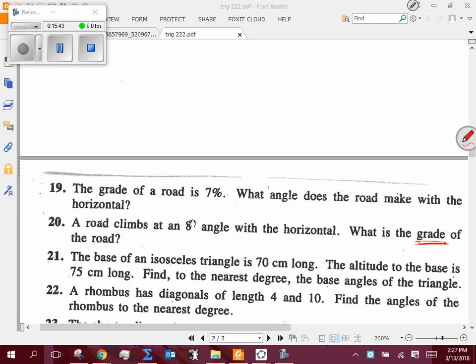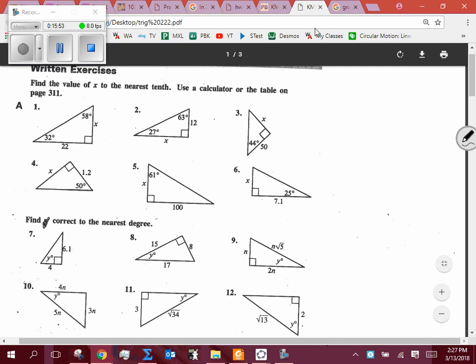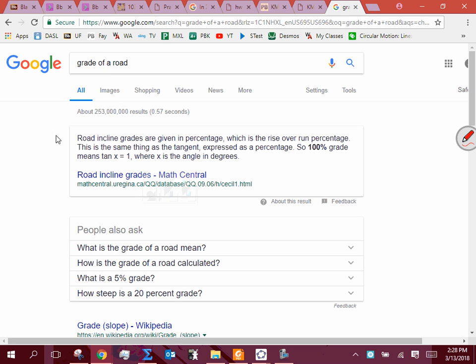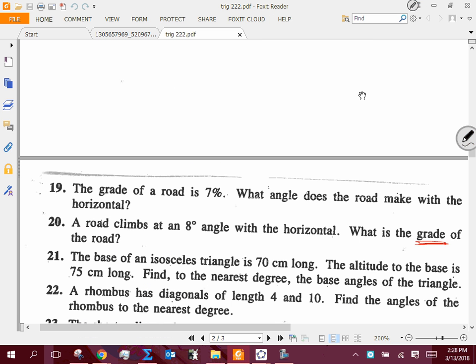What do you always have at your fingertips? You've got Google, right? You have the ability to type in grade of a road. And when I type that in, it says road incline grades are given in percentage, which is the rise over run percentage. What's rise over run? Slope. So when they say the grade of a road, they mean the slope. Okay?